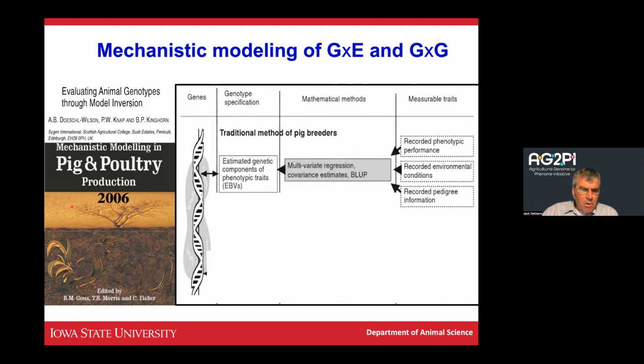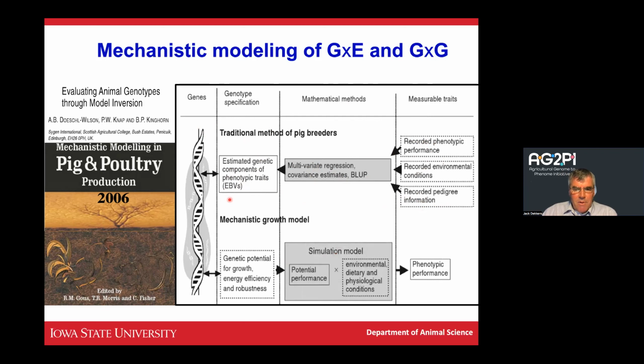There's a book that came out in 2006 that documented a lot of these models, and a paper by Andrea Dushel-Wilson and Peter Knap and Brian Kinghorn talked about the difference of what can be done with these mechanistic models compared to what we do typically. Typically, we record phenotypes in different environments, in the nucleus environment, in the crossbred, the commercial environment. We do multivariate BLUP, and then estimate breeding values, not only for purebred performance, but also for commercial crossbred performance, and use that for selection.